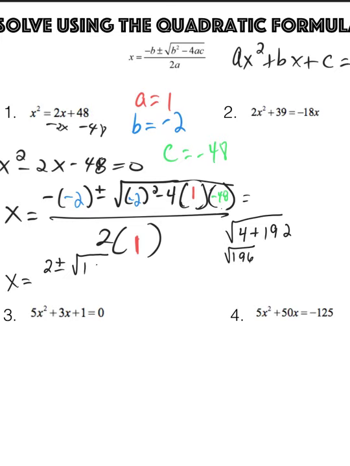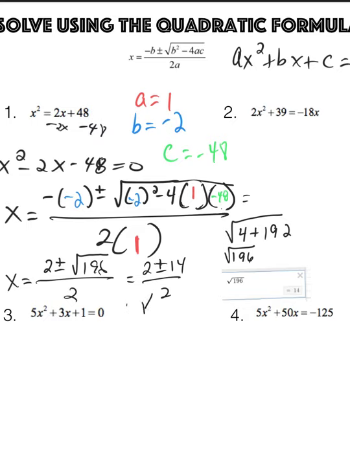So I'm going to put that right here. And then this is over 2. To determine whether or not 196 is a square number, I'm going to put it in Desmos. So after putting it in Desmos, I can see that the square root of 196 is 14. So now I'm going to rewrite this as 2 plus or minus 14 over 2. This is representing two different answers because I have to figure out what the positive version is and what the negative version is.